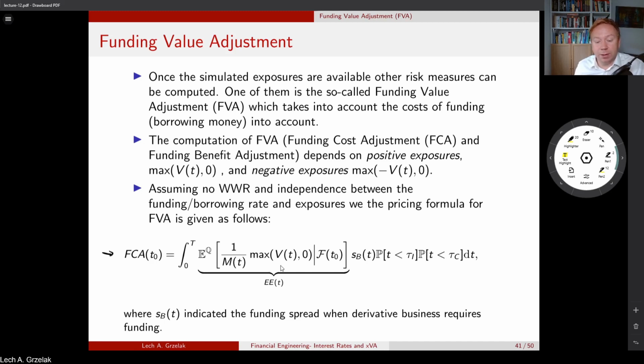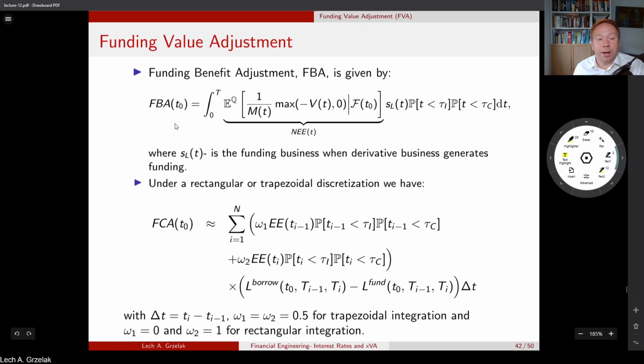But the bottom line here is that, assuming those independencies, the calculation of FCA is purely based on the calculation of the expected exposures. Then we have only one integral in time. Those probabilities of default will be estimated again from the CDSs available in the market. And this is the FBA. So the FVA consists, of course, of two elements, FCA and FBA: the cost and the benefits.